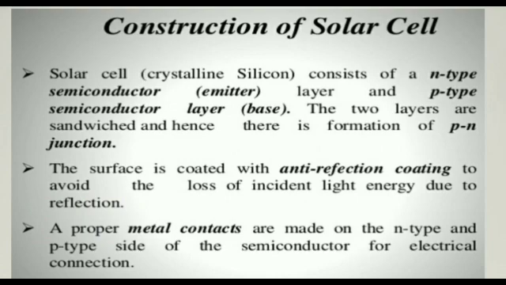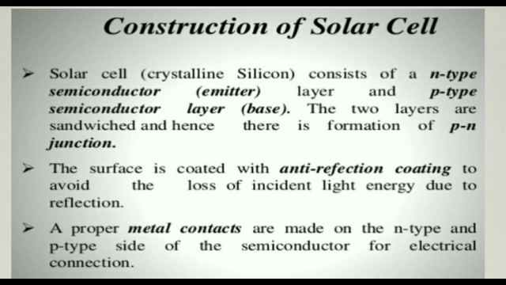Construction of solar cell. See the construction. A solar cell consists of an n-type semiconductor and a p-type semiconductor. The two layers are sandwiched, and hence there is a formation of a p-n junction. Sandwiched means one layer is below and above that another layer is attached. So two layers are sandwiched, and hence there is a formation of a p-n junction diode.